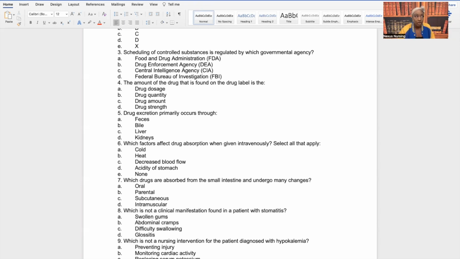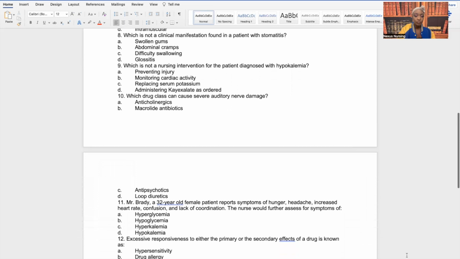When you see stomatitis, what is that? That's inflammation of the oral mucosa, right? So that has to do with the mouth. That has nothing to do with the stomach. It sounds like stomach, but it's stomatitis, right? So the swollen gums, the difficulty swallowing, glossitis, all of that have to do with that. But abdominal cramps, the tummy ache, absolutely nothing. So choice B is the correct answer choice.